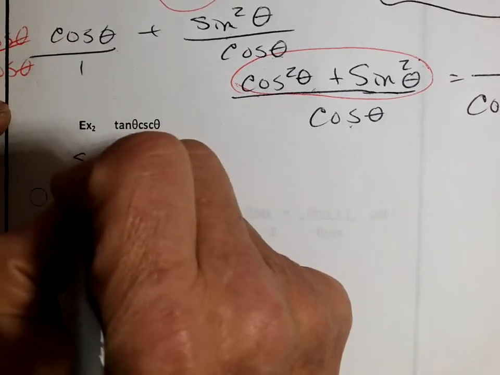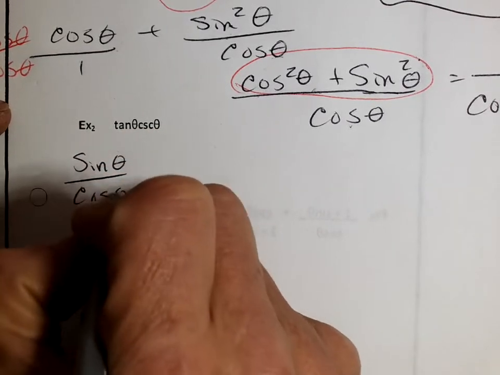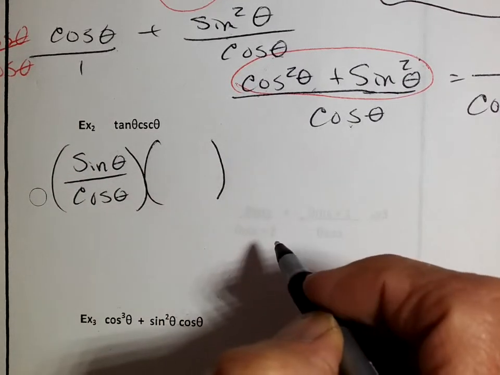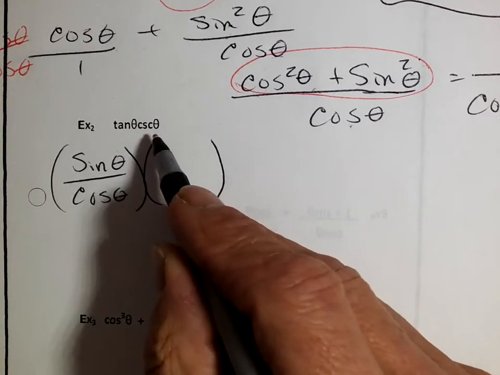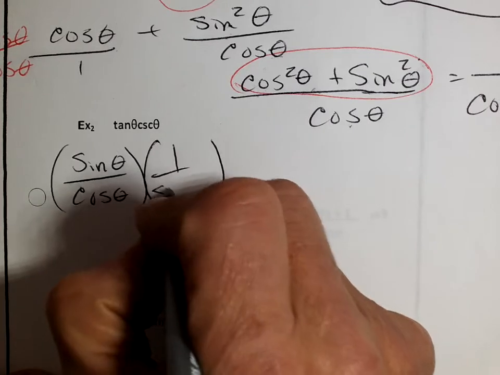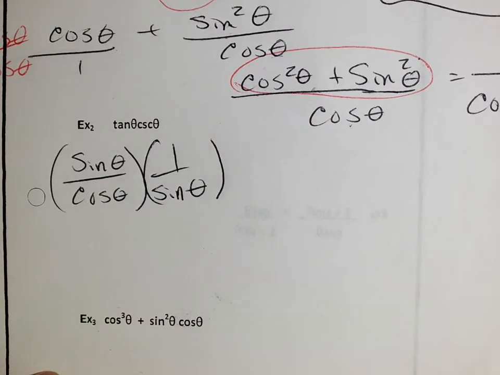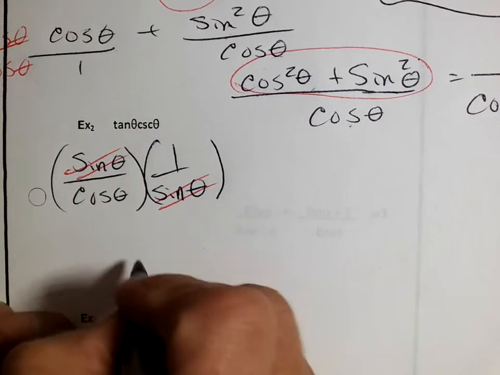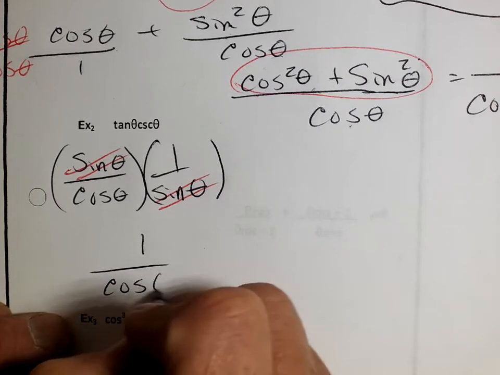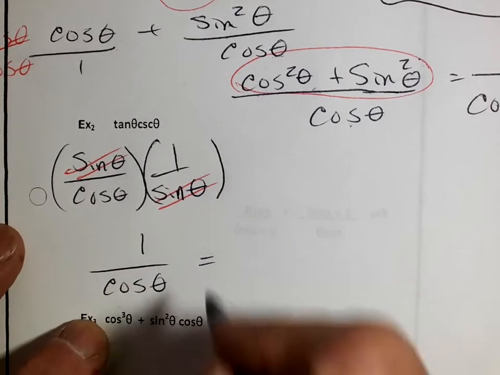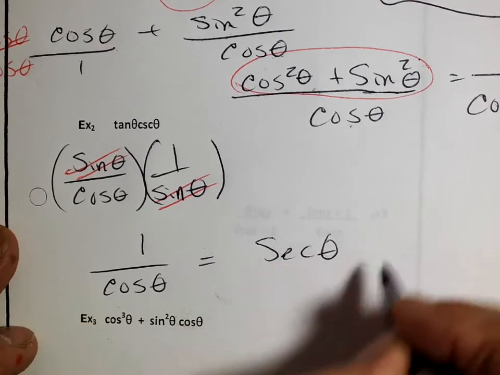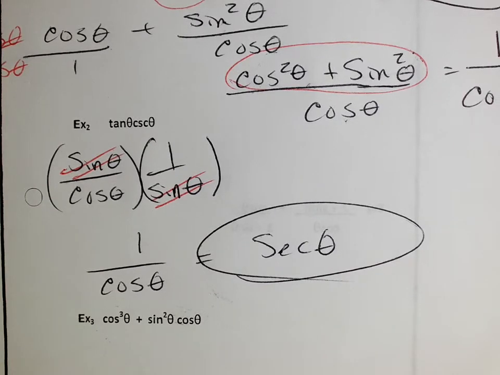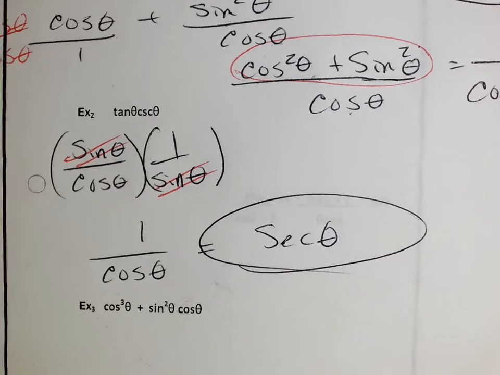Sine over cosine, right? What about cosecant? What's cosecant? Take a look at your notes. What's cosecant equal to? 1 over sine. Okay, hopefully you see something. Cancel the sines, and I'm left with 1 over cosine. But 1 over cosine is secant. Yeah, I like these. Okay, I'll shift it up when you're ready. Not too bad. That was pretty easy. Thumbs up.